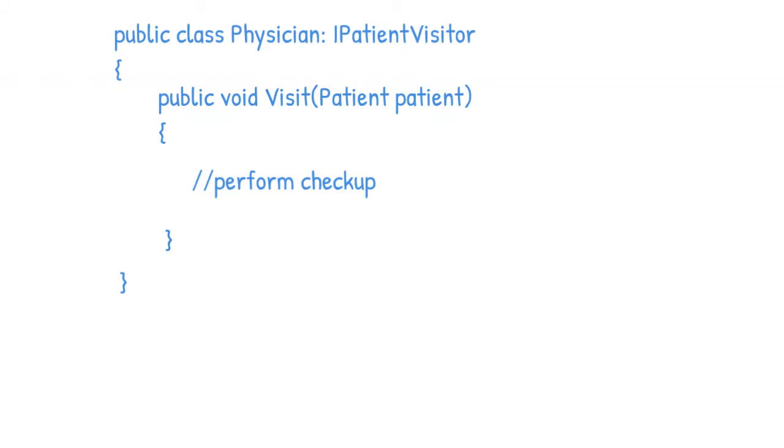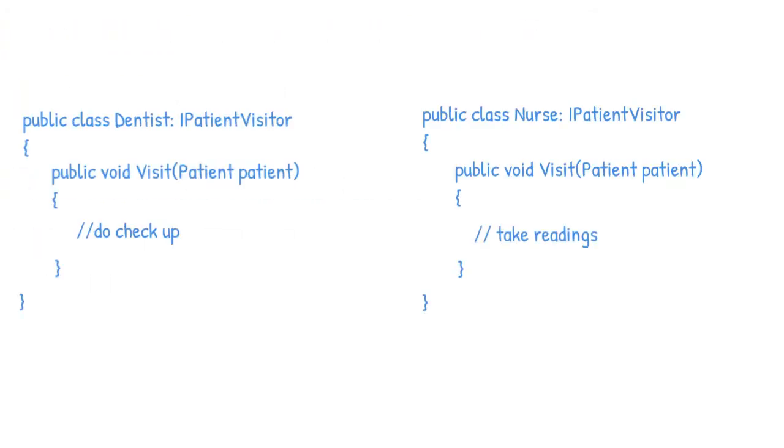And as I said, say physician will be the first visitor which will implement this interface, and the visit definition can have the respective code to perform checkup on patient. Similarly, the other visitors like dentist, nurse, neurologist, etc. will implement the same interface, and they will define their own way to visit the patient and to either do checkup or to take readings.